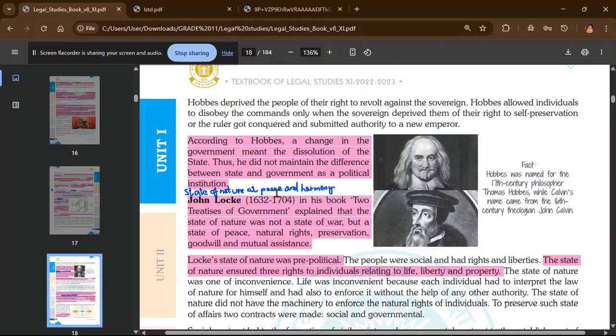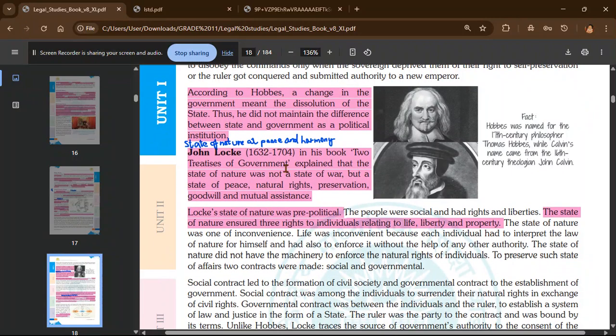Okay, so if you have to change your government, it means there has to be dissolution of state. This is why he did not maintain difference between state and government as a political institution. So this was Thomas Hobbes' way of understanding social contract theory. Now we'll see what did John Locke say.